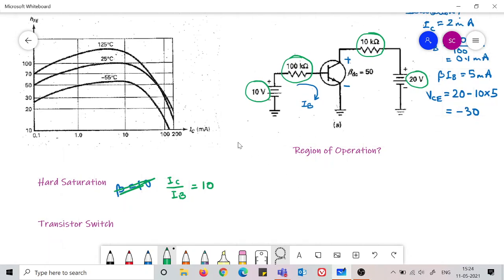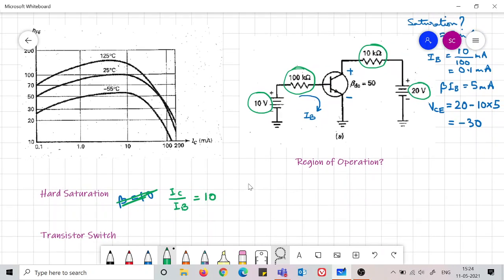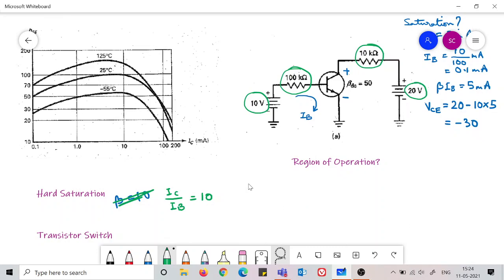So the common emitter configuration is mostly used for switching operations of the transistor. Why? Because in the active region, it is not a very stable operation. We already saw in the active region the Q point will vary drastically with small changes in the input. So the active region is not stable, but saturation and cutoff are quite stable. We don't need to worry about that. Saturation and cutoff are very stable.